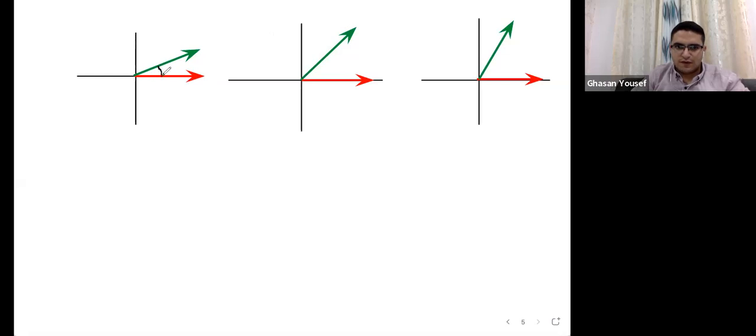So this angle is 30 degrees and is equal to pi over 6 radians. This is 45 degrees, equal to pi over 4 radians, and this angle is 60 degrees, equal to pi over 3 radians. Okay. Any question for these angles?